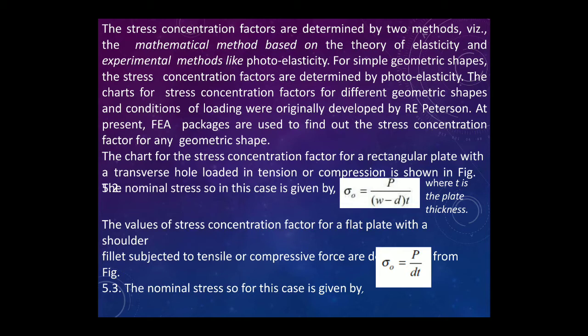Now, the chart for the stress concentration factor for a rectangular plate with a transverse hole loaded in tension or compression is shown in the figure on the next slide. Here, the nominal stress in this case will be given by sigma equal to P divided by (W minus D) into T. Here, T is the plate thickness, D is the diameter, and W is the width.